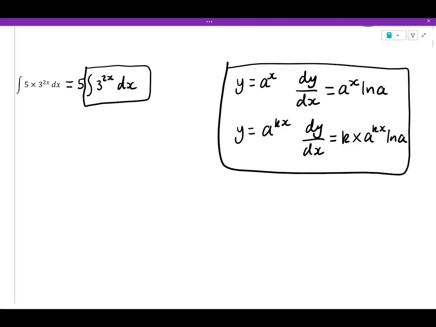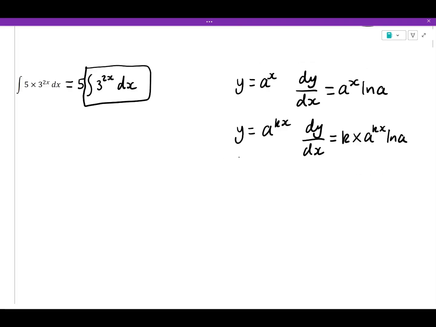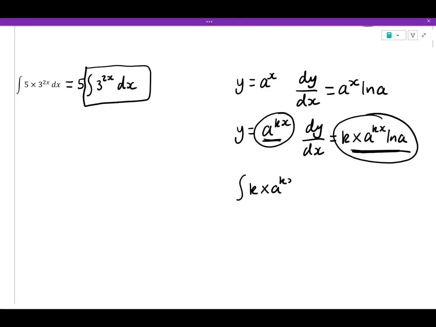It seems that this integral far more resembles the bottom equation, because we have 3 to the power of 2x, so we have something other than 1 multiplying x in our power. So let's make use of this bottom one and think about what integral I can obtain from this. If we know differentiating a to the power of kx gives this result here, then integrating this result should get us back to a to the power of kx. So let's write that out. The integral of k times a to the power of kx ln a with respect to x is equal to a to the power of kx. And of course there'll be a plus c, but let's not worry about that for now.